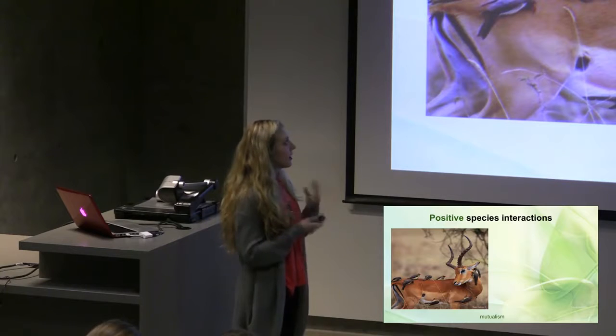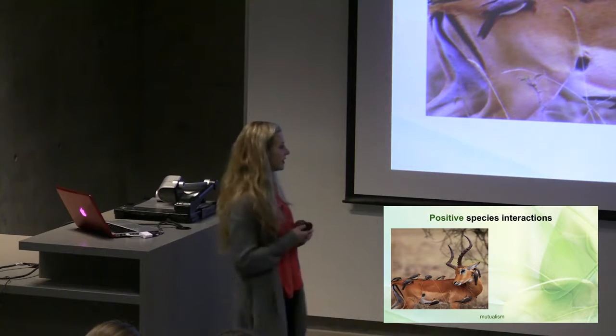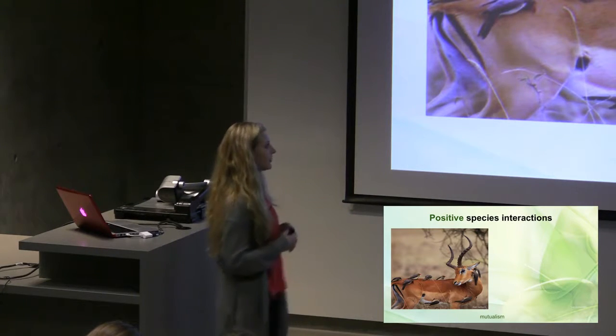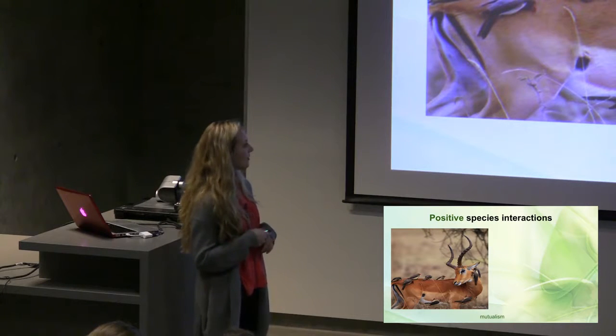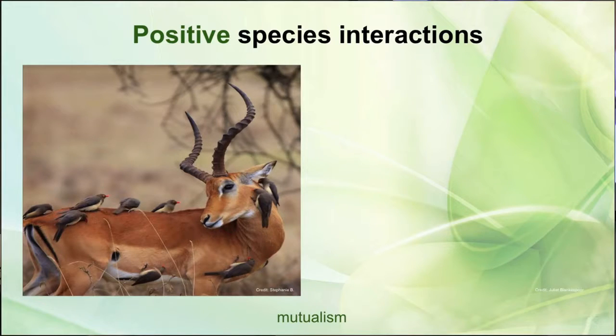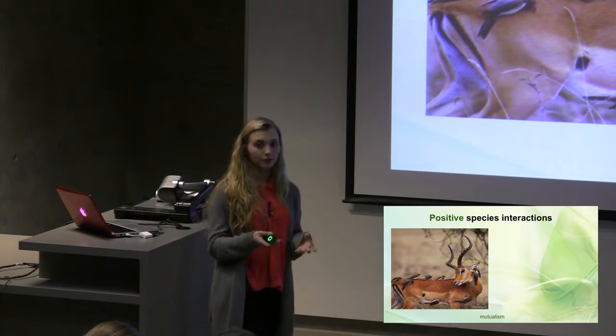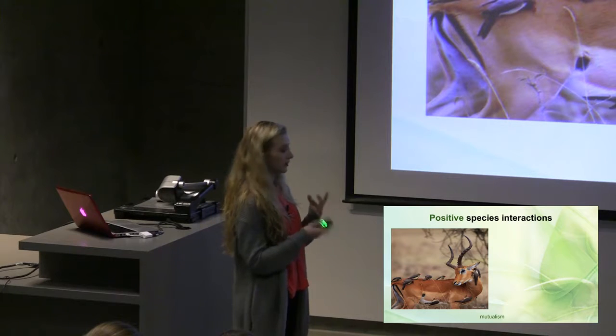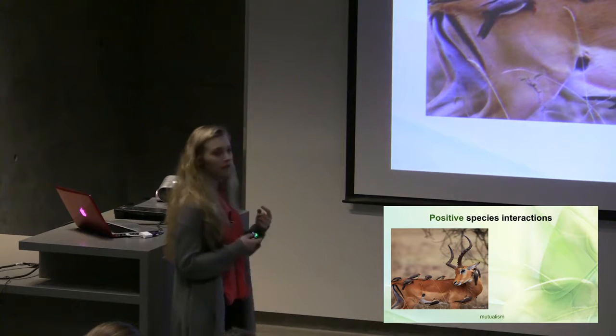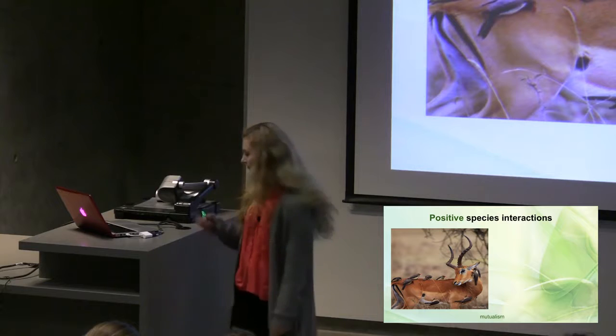So as I said, positive species interactions are in communities, and an example of this is mutualism. Here on the left, we have an antelope with some oxpeckers. These oxpeckers are feeding off ticks that are on the antelope. And these ticks can actually be pretty harmful to the antelope by spreading diseases or even causing anemia by blood loss. So these oxpeckers are benefited by the food that the ticks give them. And then the antelope also benefits by getting rid of these ticks.